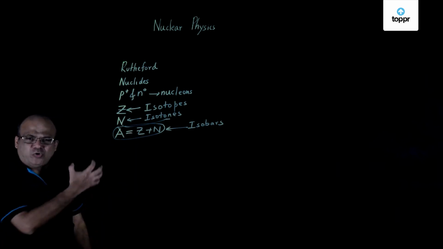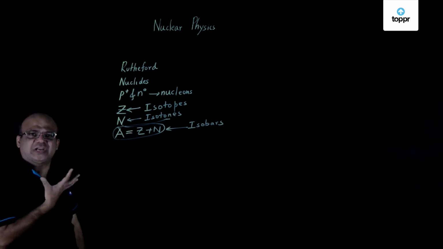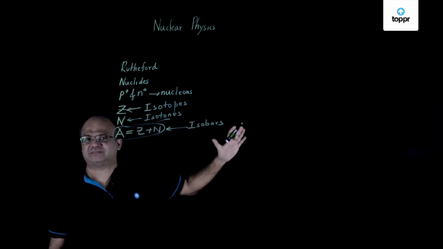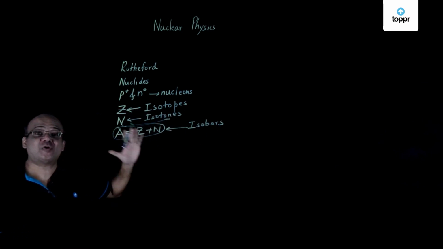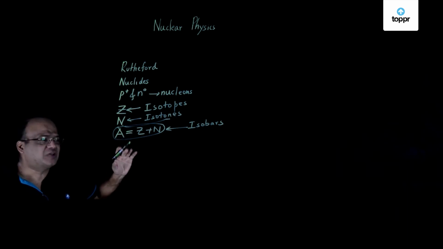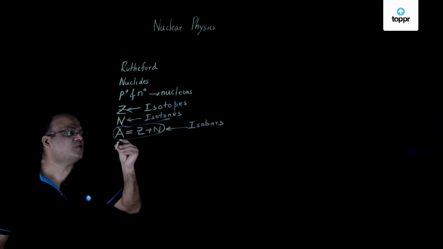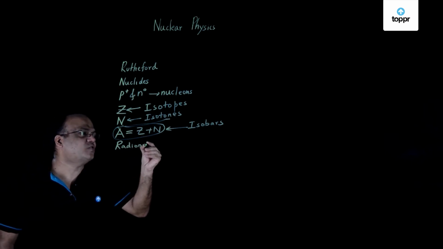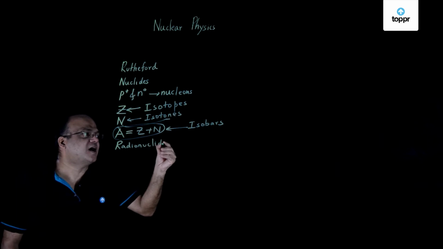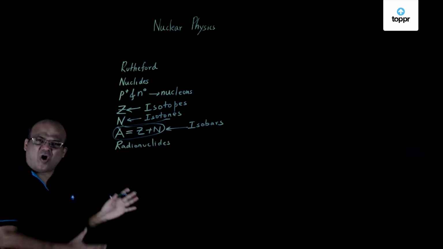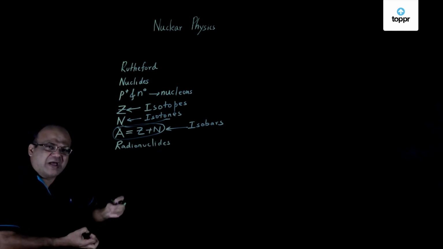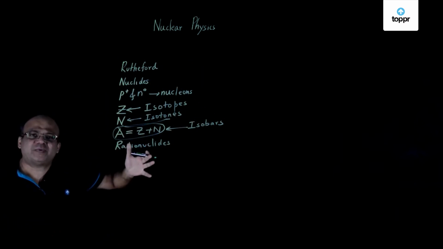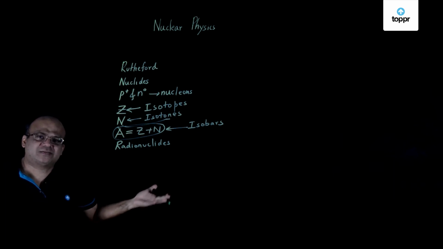Now, out of 1500 known nucleides, less than 260 are stable. Rest are radioactive. Those are known as radionuclides. Radionuclides undergo decay or disintegration by emitting a particle and thereby transforming to a different nuclide.